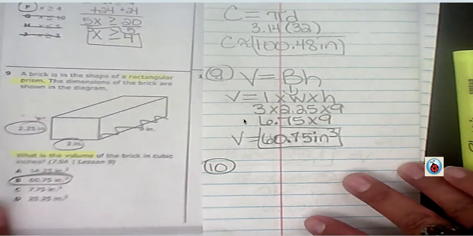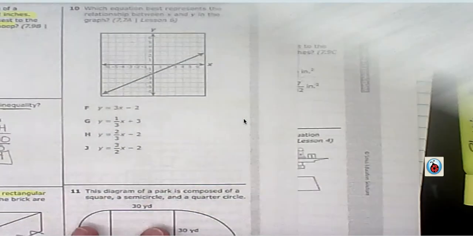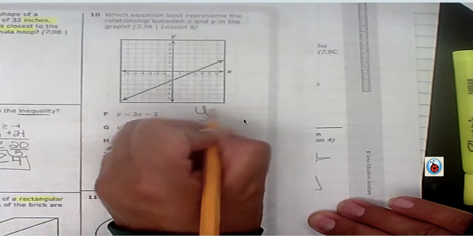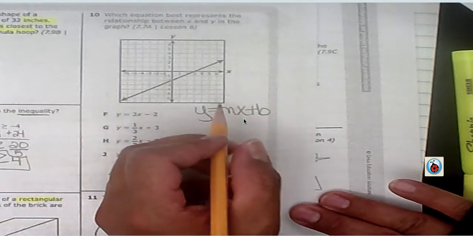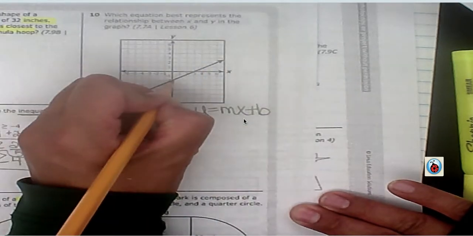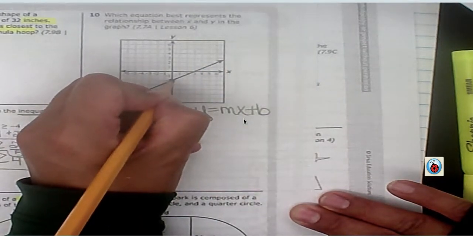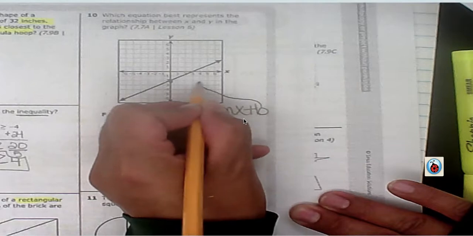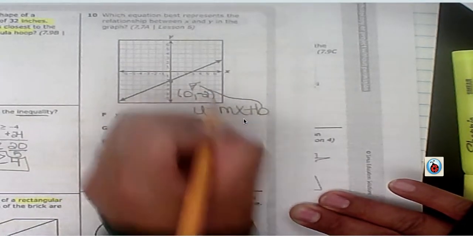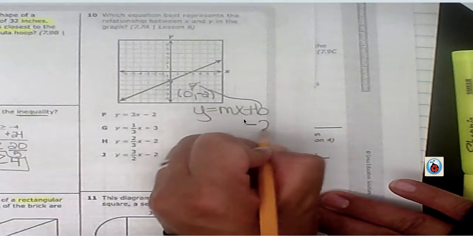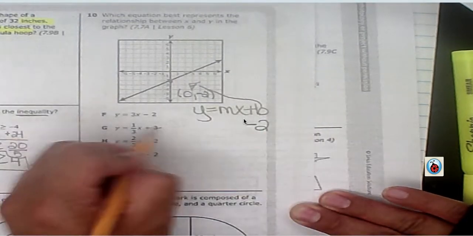Number 10. This one right here is a y equals mx plus b. So which equation best represents the relationship between x and y? I always go look for the y-intercept first, which is your b. And that's going to be 0, -2. That's where that point's located. So that means that we are subtracting 2. So I can get rid of G.